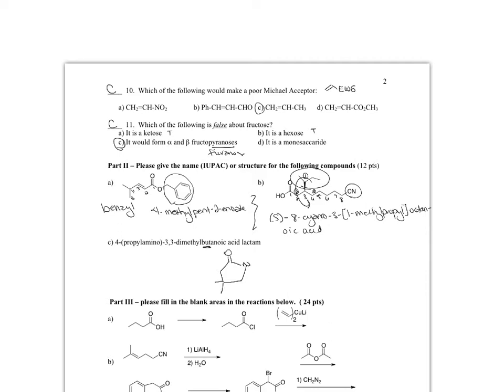And on carbon 4, which is this guy, it's got that amino group with a propyl. So I'm going to put that guy on there. And so there's our lactam. All right, we're going to turn our attention now to fill in the blank.